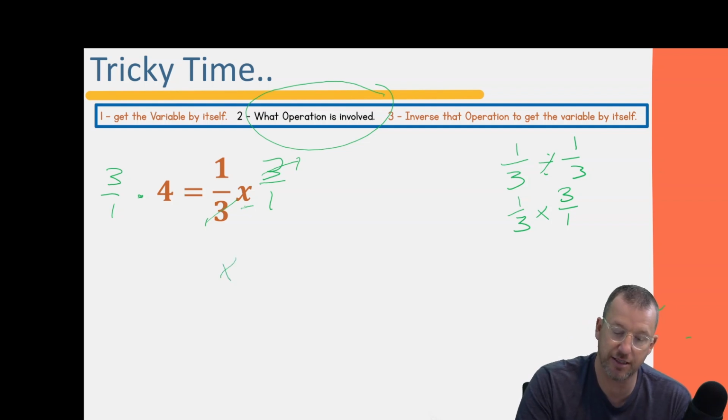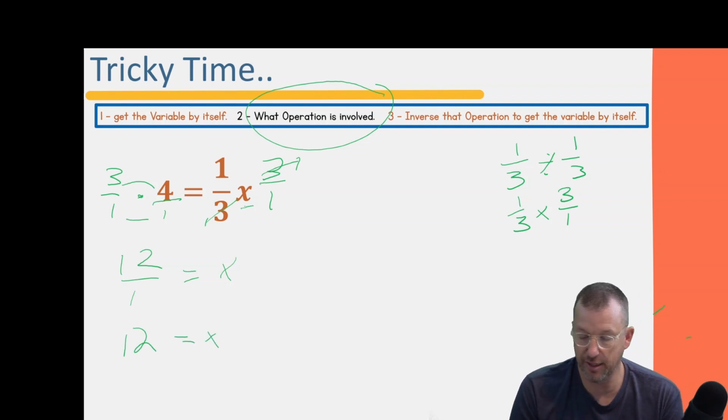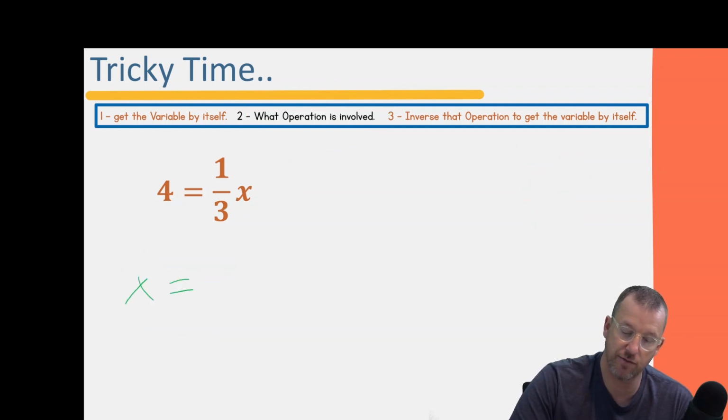So now we know x equals, what's 4 times 3? It's 12. And what's 1 times 1? It's 1. So what's 12 divided by 1? Would be 12. X equals 12. Can we prove it? You bet we can. We're saying x equals 12. It doesn't matter. So I go back into my original problem.